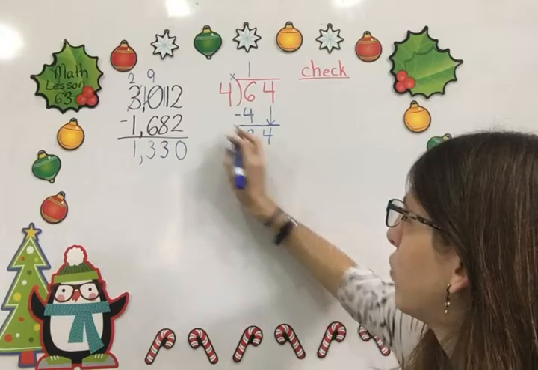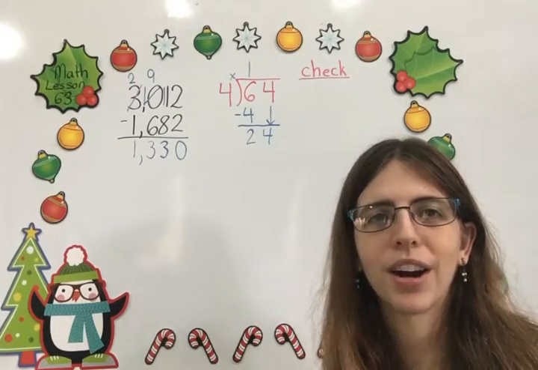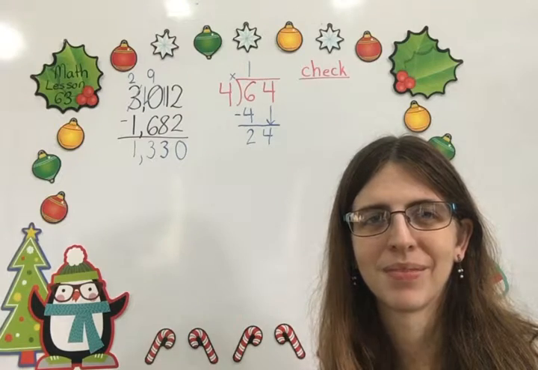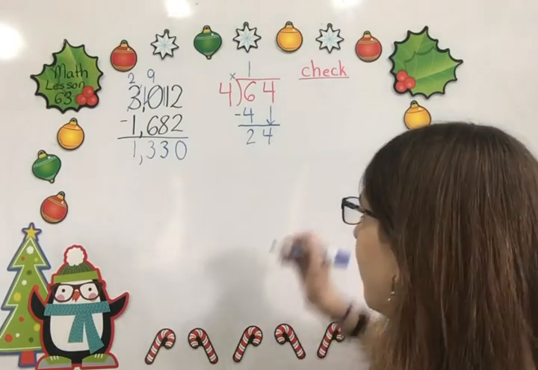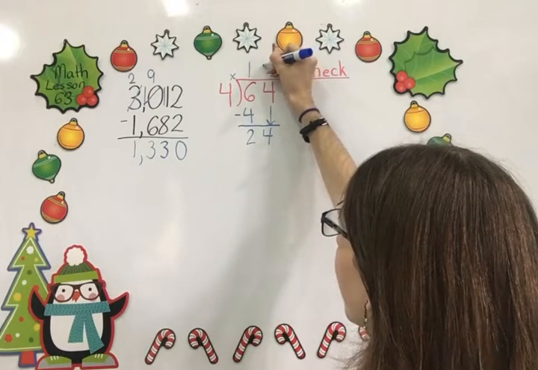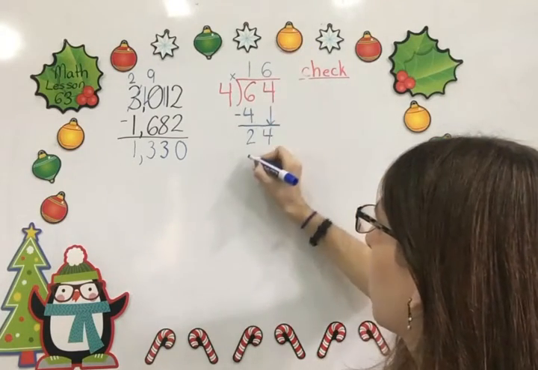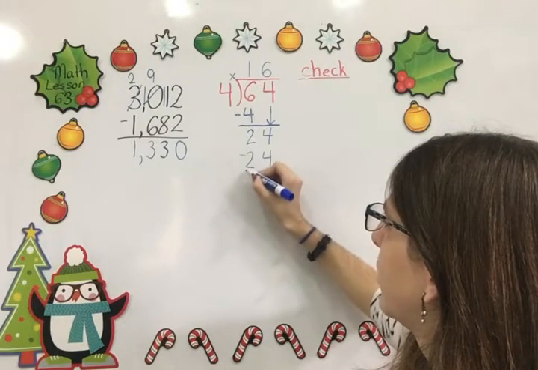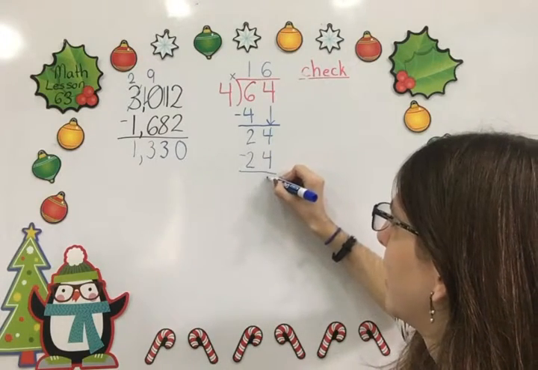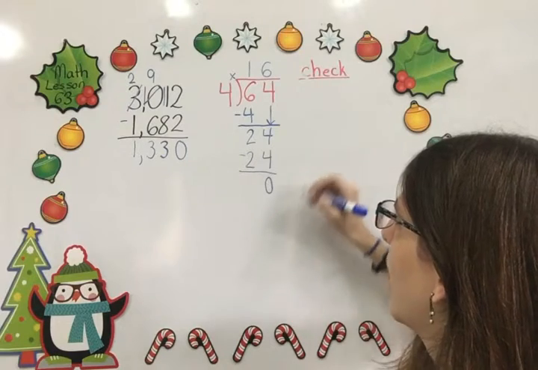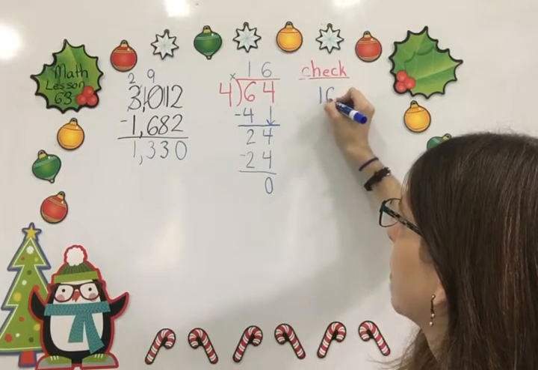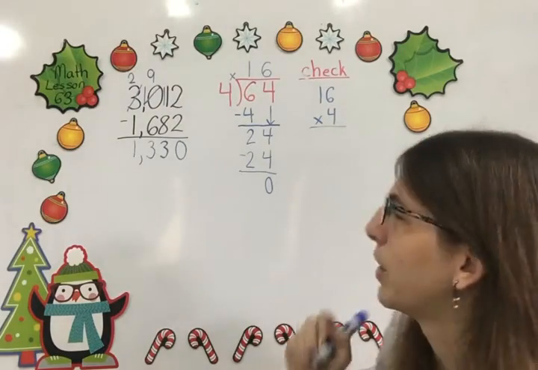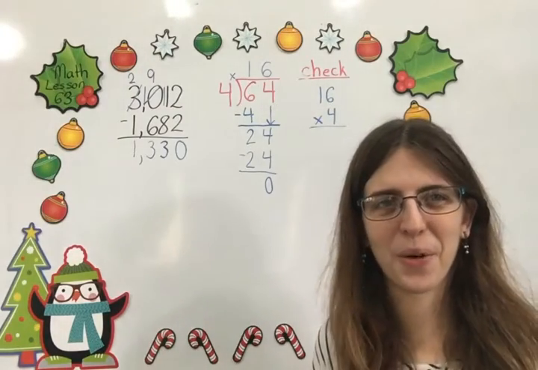So now I have 24 divided by 4. What's 24 divided by 4? 6. Very good. 6 times 4 is 24. 24 minus 24 is 0. To check, I multiply 16 times 4. And I'm going to let you finish checking on your own.